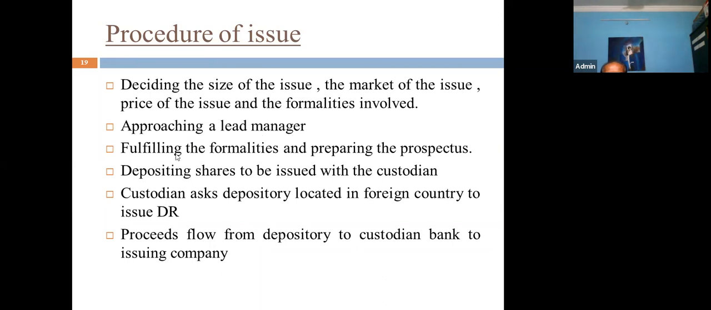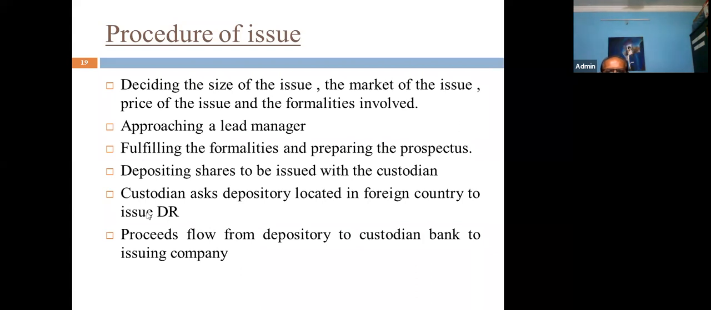He is known as the lead manager, and he is given all rights to execute this ADR and GDR. Then comes fulfilling the formalities and preparing the prospectus. So they design a prospectus where all information is mentioned. That is known as the prospectus, which we also call an information document.